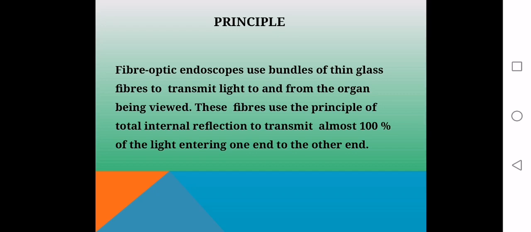The principle, basically, fiber optic endoscopes use bundles of thin glass fibers to transmit light to and from the organ being viewed. These fibers use the principle of total internal reflection to transmit almost 100% of the light entering one end to the other end.